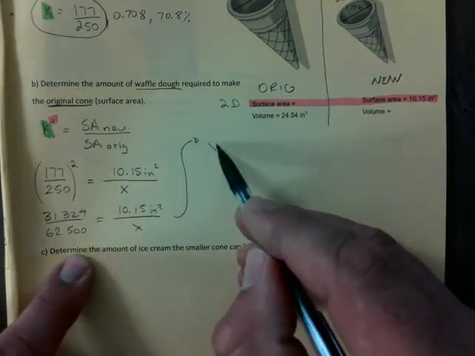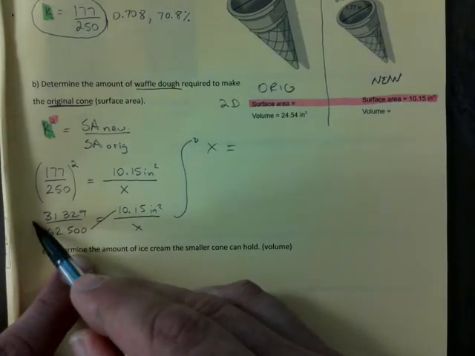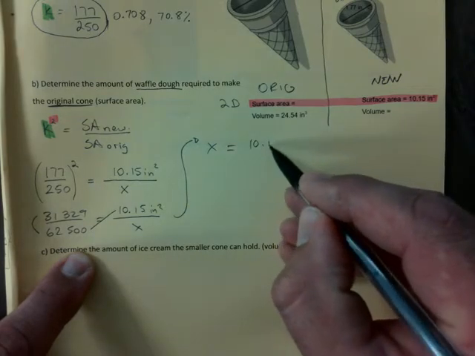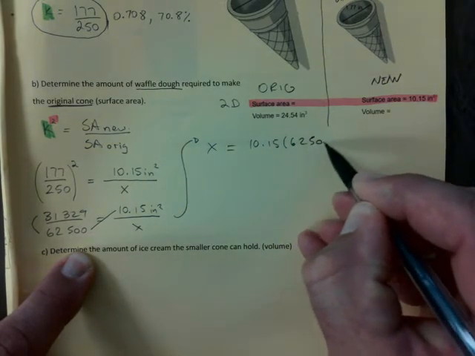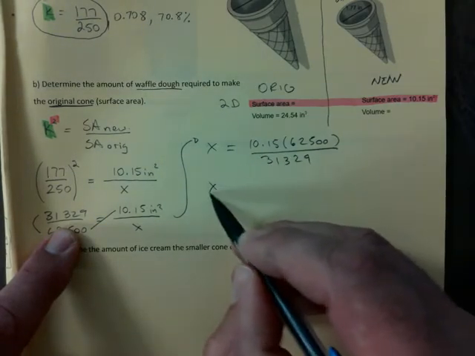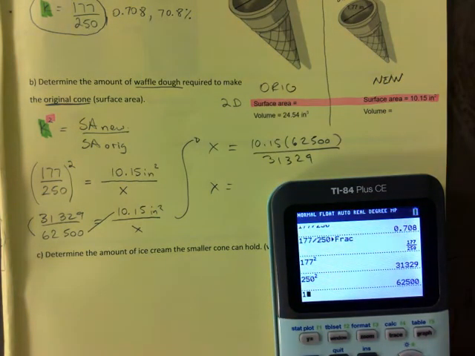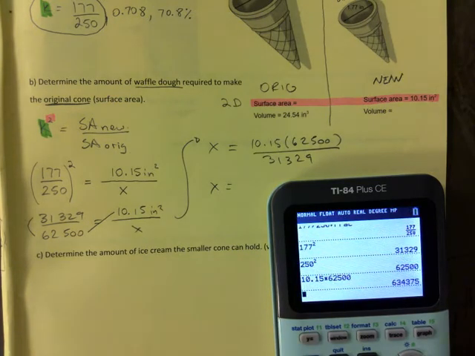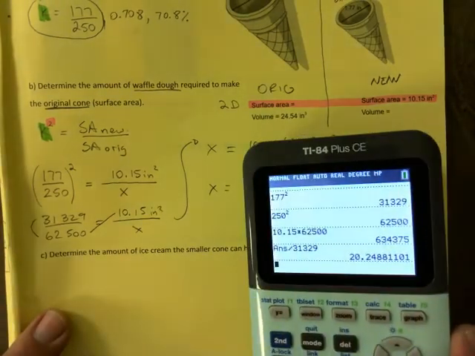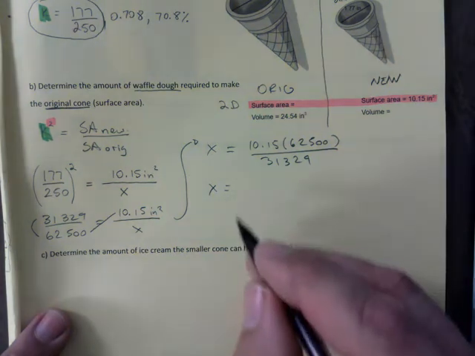So to find x, I'm just going to cross multiply and then divide. Right? So it's 10.15 times 62,500 divided by 31,329. So yes, the numbers are going to get big. Okay. But that is not at all a reason to fear this, right? So I get 20.25, right? If I round it to 2 decimals.